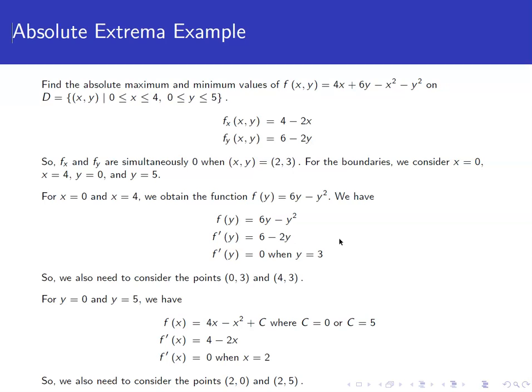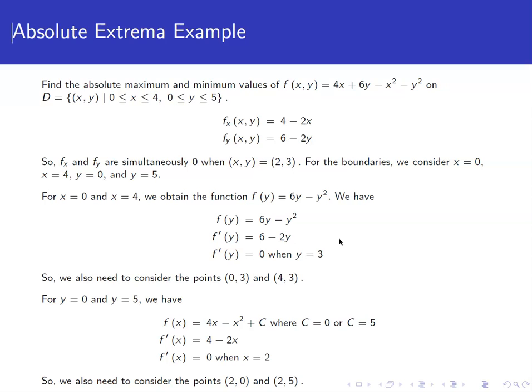So that's one point that we'll need to consider when we're looking for our absolute extrema. We also should make sure that the point (2, 3) is in our region D, which it is. The x value is between 0 and 4, and the y value is between 0 and 5.